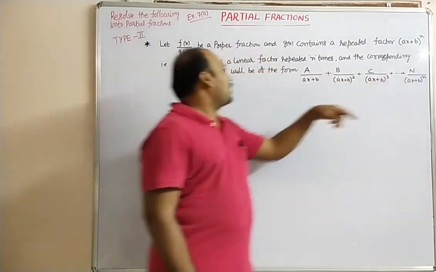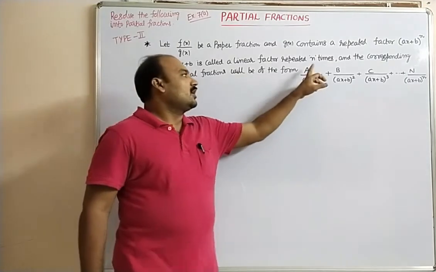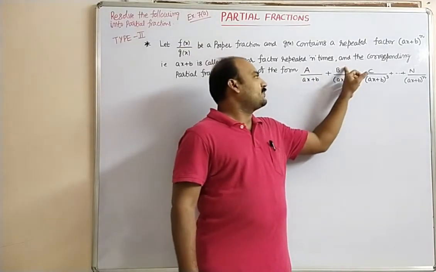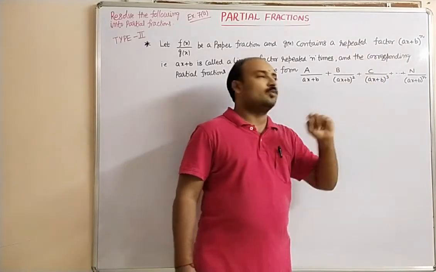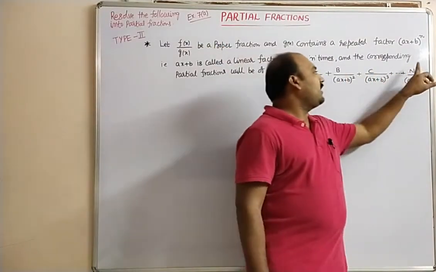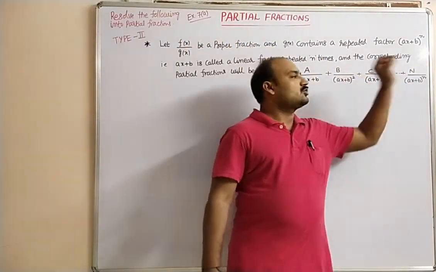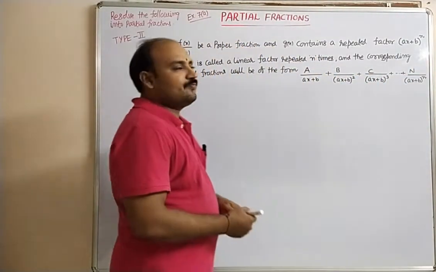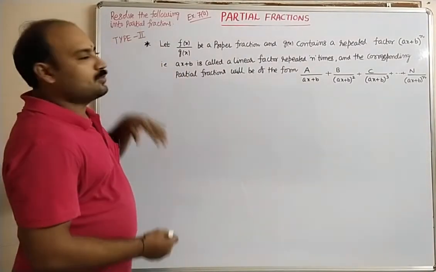And the corresponding partial fractions will be in the form of A by (ax plus b), plus B by (ax plus b) whole square, plus C by (ax plus b) whole cube, plus and so on, up to N divided by (ax plus b) whole power n, where A, B, C and so on are real constants. See here how we are going to apply this type 2.